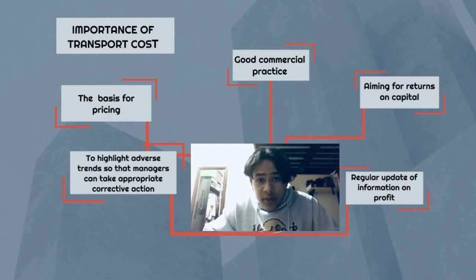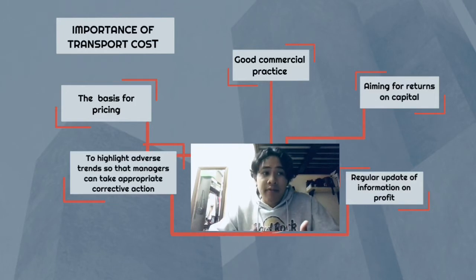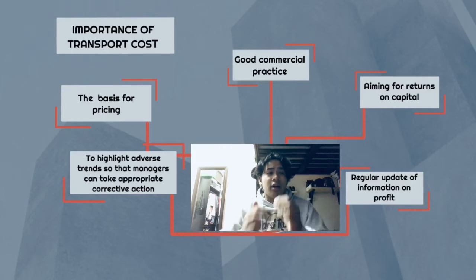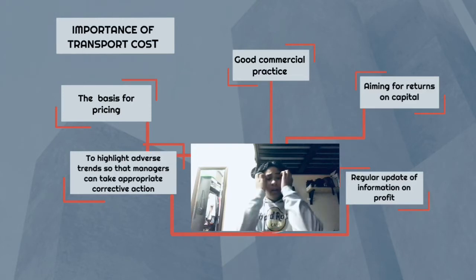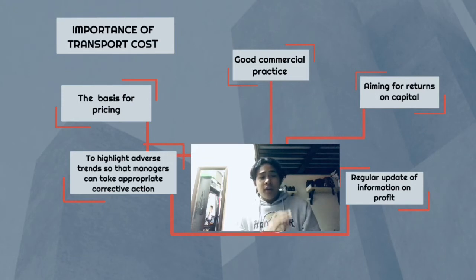And the last one is to highlight adverse trends so that managers can take appropriate corrective action. This is important because managers will be able to take corrective action. Therefore, before they can take corrective action, they need to understand the importance of transport costs.